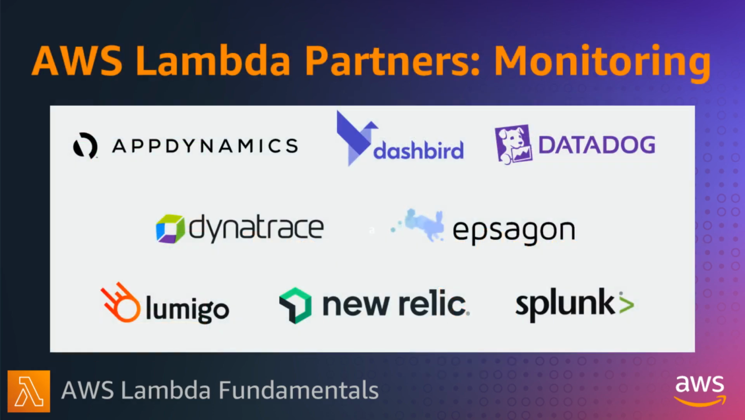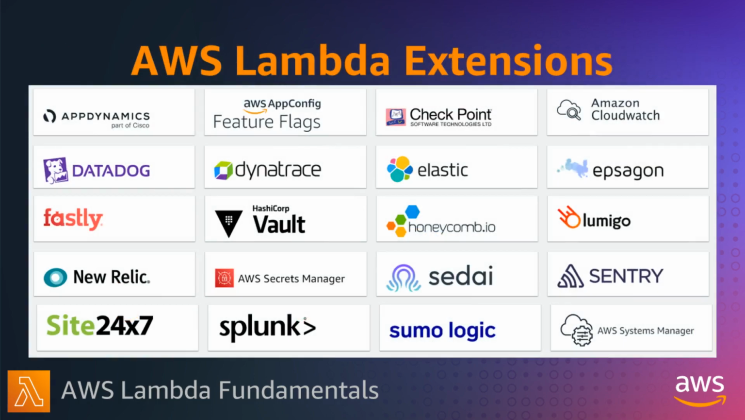There are also a number of AWS Lambda-ready partners with monitoring tools you can use with Lambda. Many of the tools you already use work with Lambda. Lambda integrates with other AWS and third-party services to help you observe, monitor, and troubleshoot your functions. There are a number of Lambda extensions from AWS and third parties which are companion processes to augment your Lambda functions.